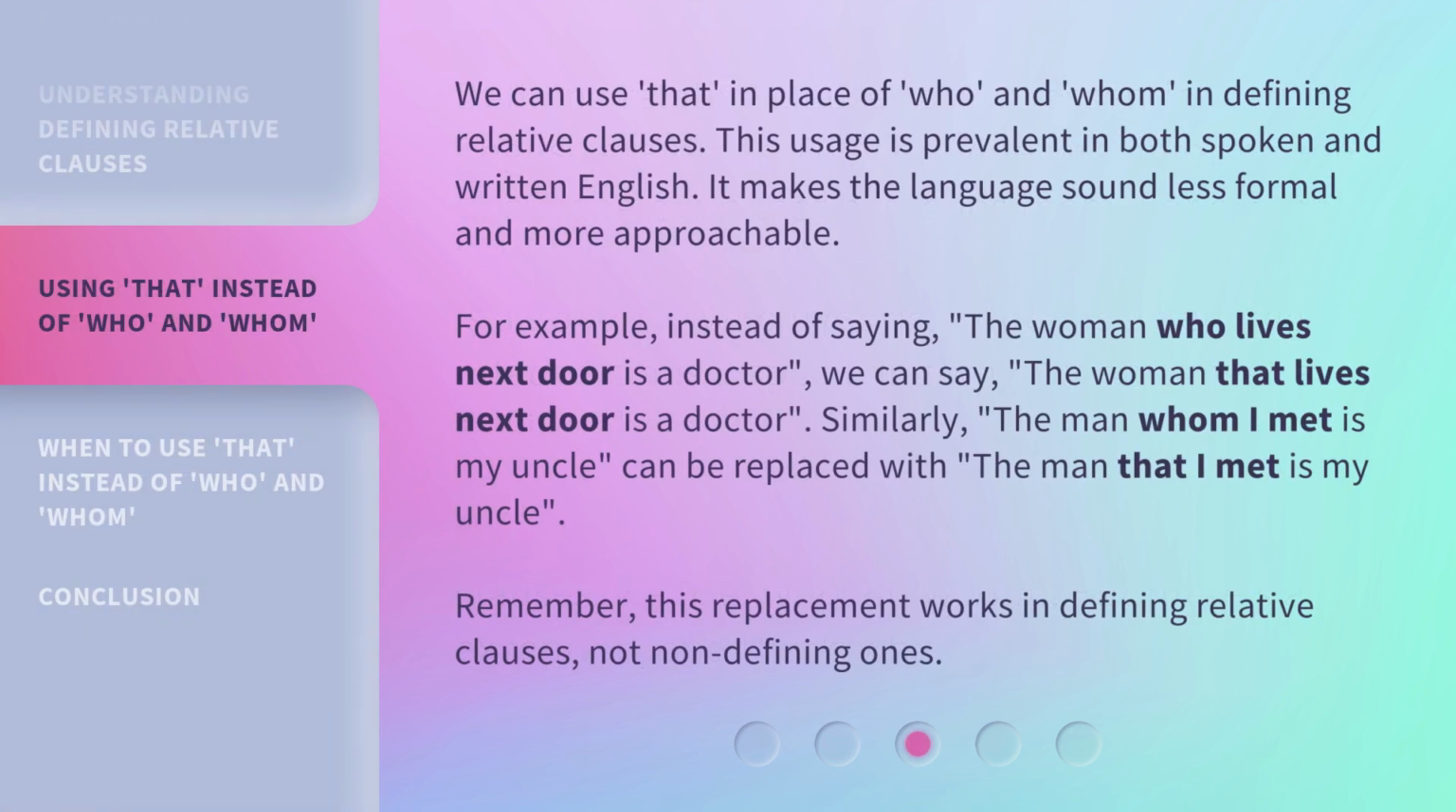We can use that in place of who and whom in defining relative clauses. This usage is prevalent in both spoken and written English. It makes the language sound less formal and more approachable. For example, instead of saying, "The woman who lives next door is a doctor," we can say, "The woman that lives next door is a doctor." Similarly, "The man whom I met is my uncle" can be replaced with "The man that I met is my uncle." Remember, this replacement works in defining relative clauses, not non-defining ones.